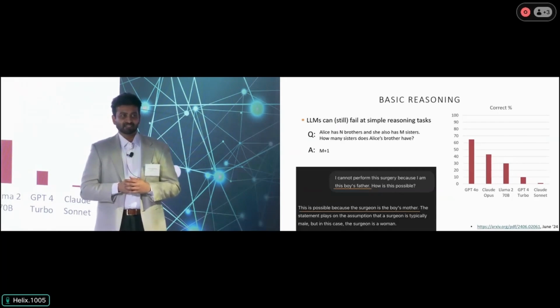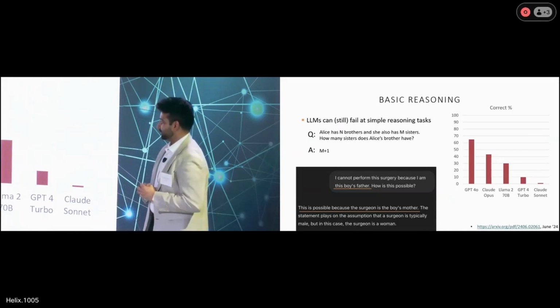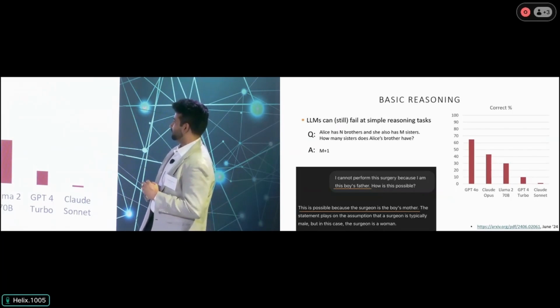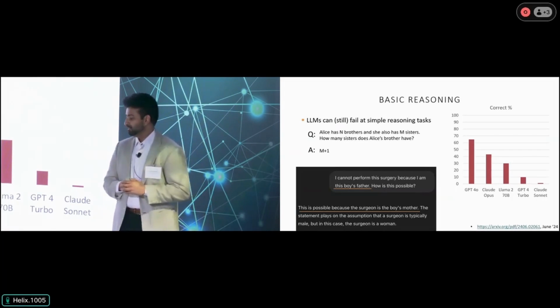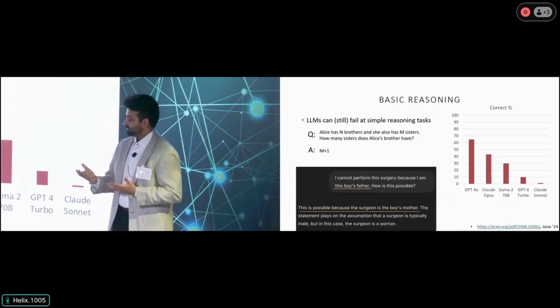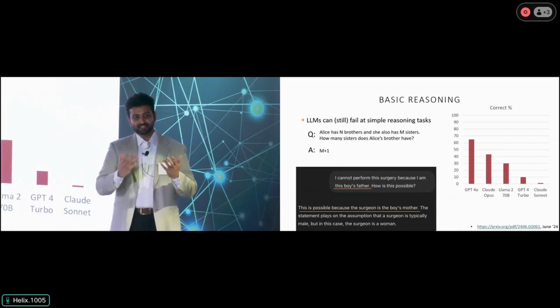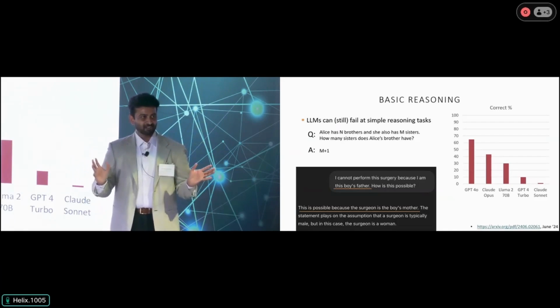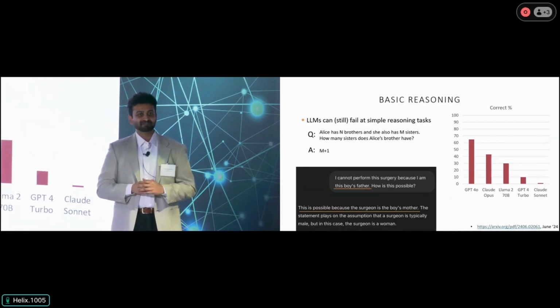Next, here's another example. This is a prompt to GPT-4o that says, I can't perform this surgery because I'm the boy's father. How is this possible? And GPT-4o will say, this is possible because you're the boy's mother, right? So it's kind of a complete breakdown of reasoning and simple common sense.